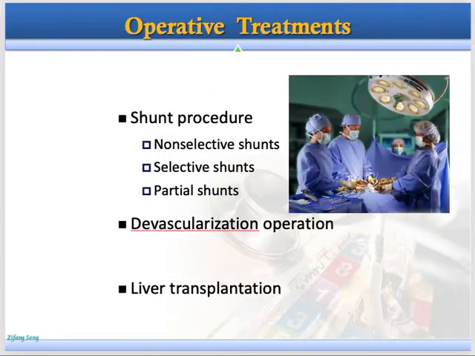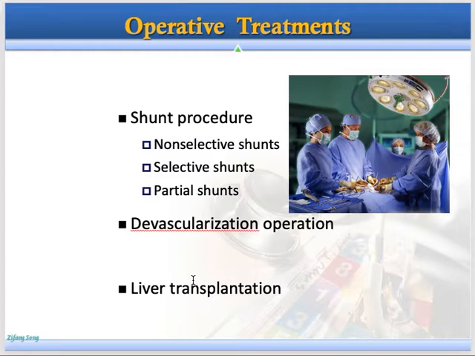Now comes the operative treatments of this one. One of the operative treatments is, of course, development of shunts or surgical shunts, you can say. And one of the things is devascularization operation, and the last and the ultimate solution is, of course, liver transplantation.